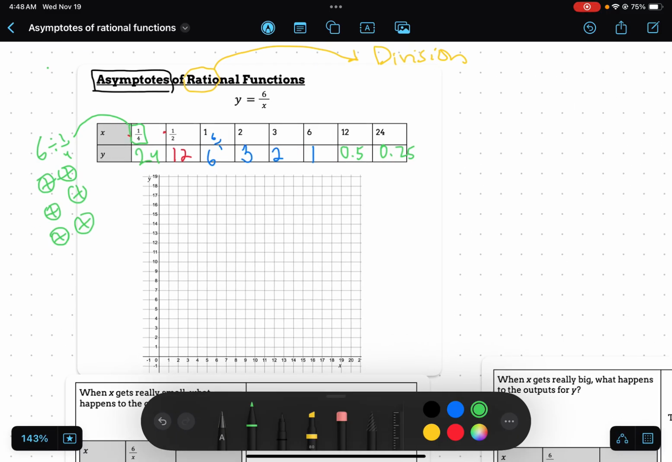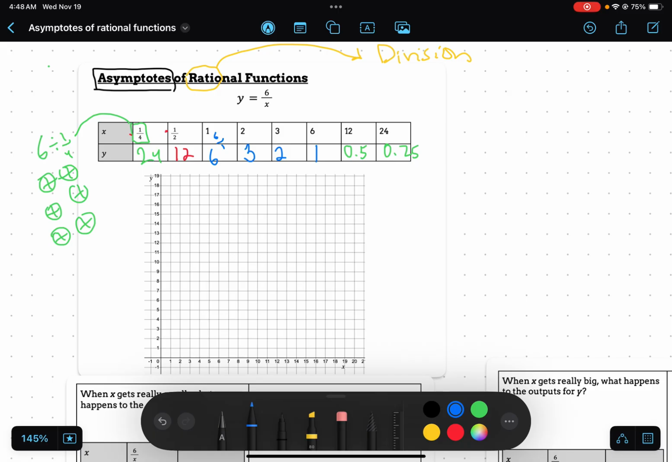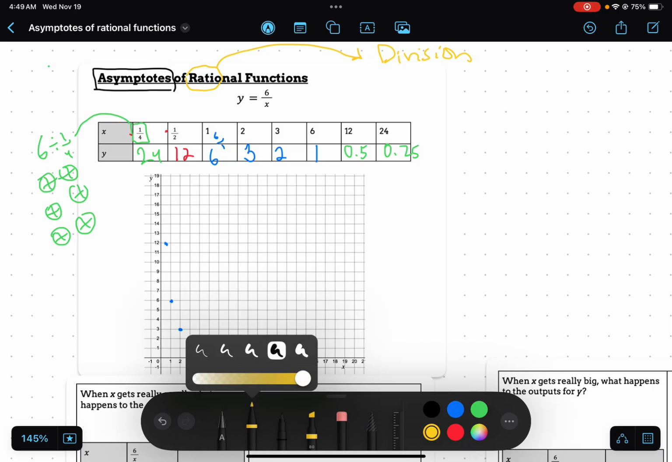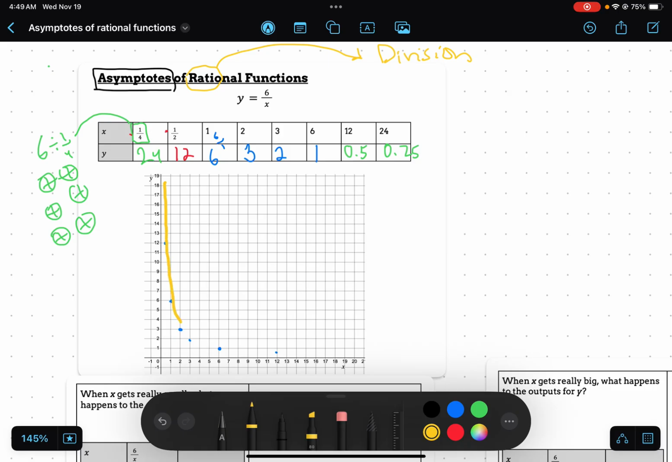So how does all this look on the graph? These little points are hard to plot, but I want you to just estimate. 1/4 won't fit, but 1/2 goes all the way up to 12. 1 goes to 6. Let me make my dots a bit bigger. 2 goes to 3, 3 goes to 2, 6 goes to 1, and 12 goes to 0.5. That should give you a chance to visualize the graph. It goes up really high and then comes down and gets really small.